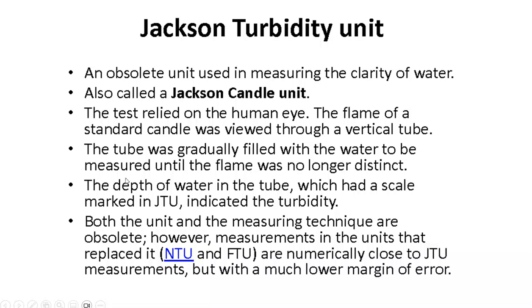The flame of a standard candle was viewed through a vertical tube. The tube was gradually filled with the water to be measured until the flame was no longer visible. The depth of water in the tube, which had a scale marked in units, indicated the turbidity. Both the unit and the measuring technique are absolute. However, the measurements in the units that replaced it, NTU or FTU, are numerically close to JTU measurements, but with a much lower margin of error.